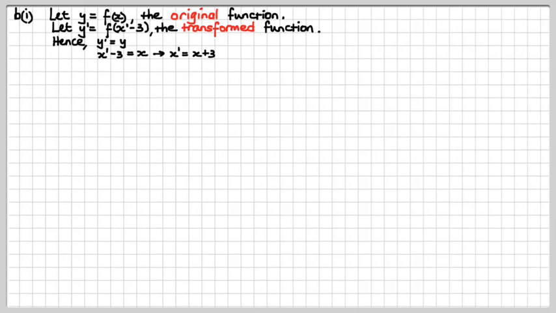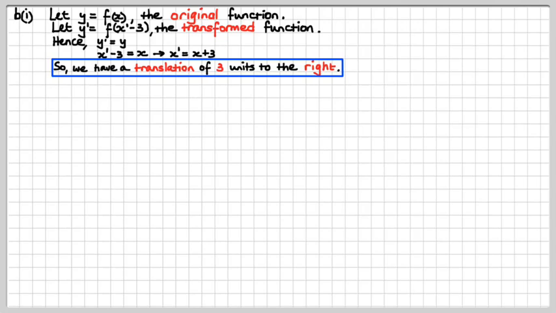Now, we can see that to get from x to x dashed, you have to add 3, or go 3 units to the right. Yes? Yes, we have a translation of 3 units to the right.